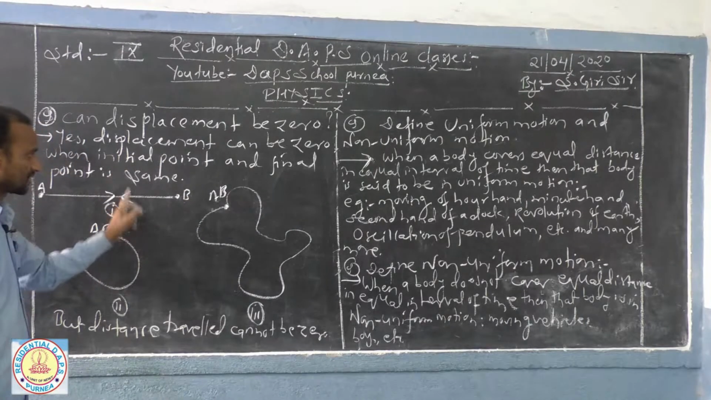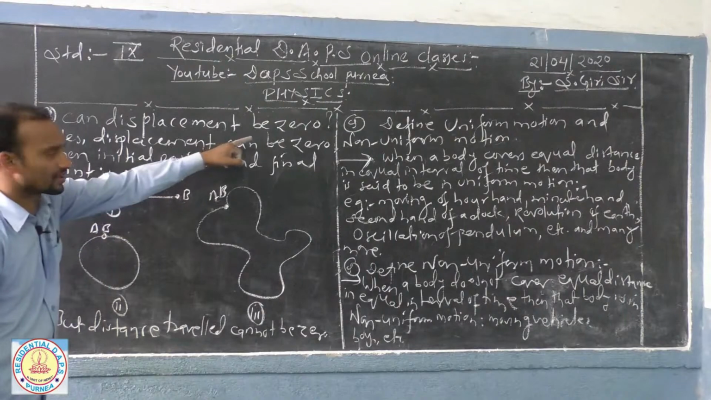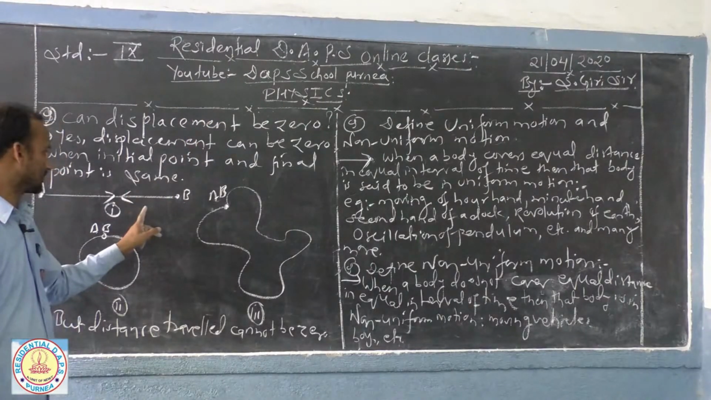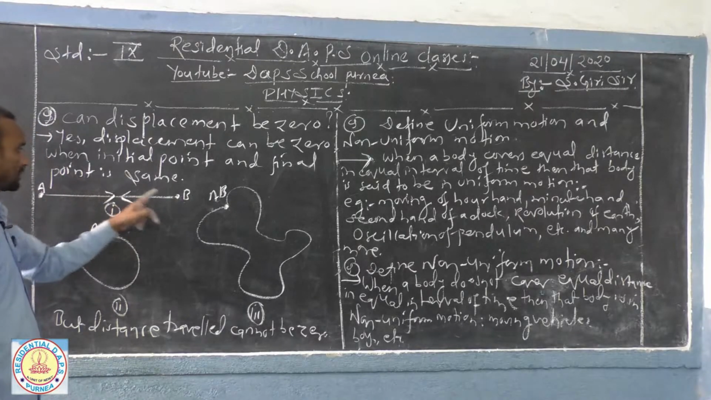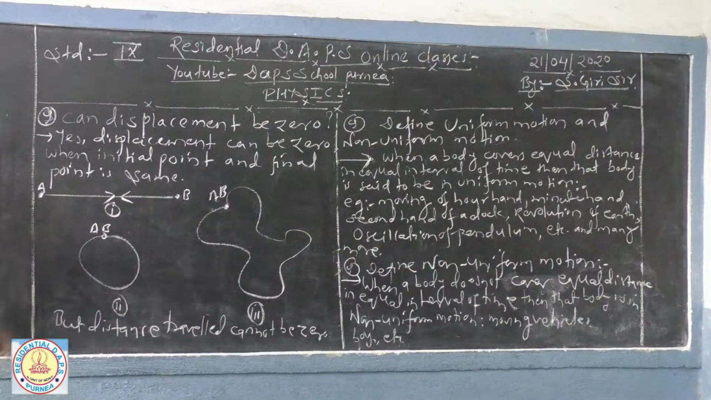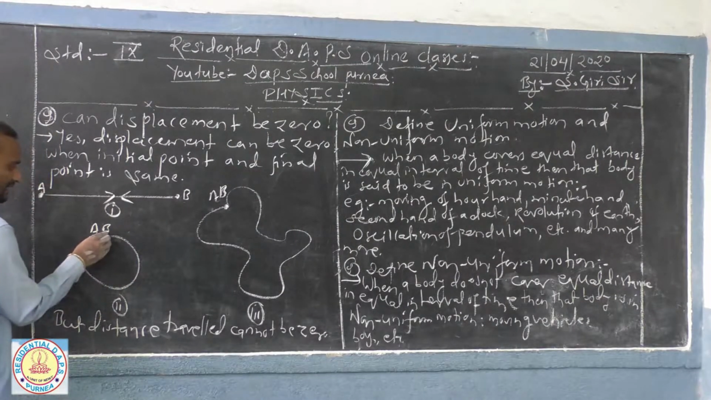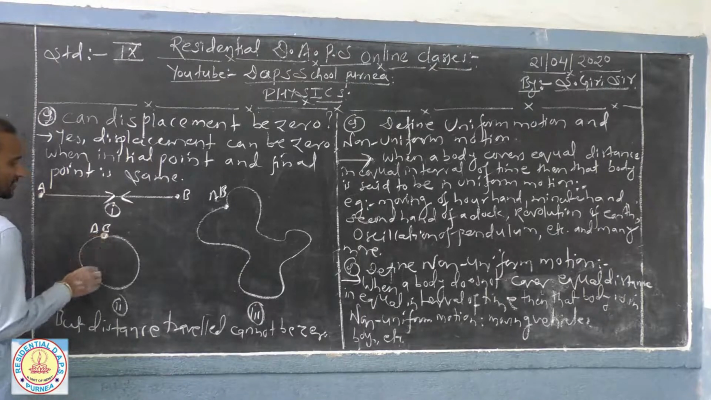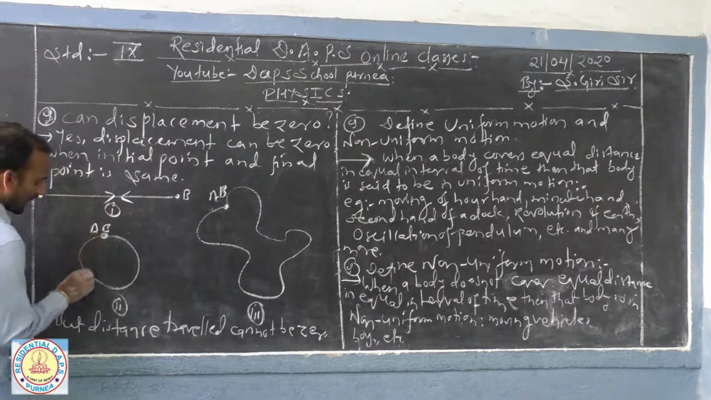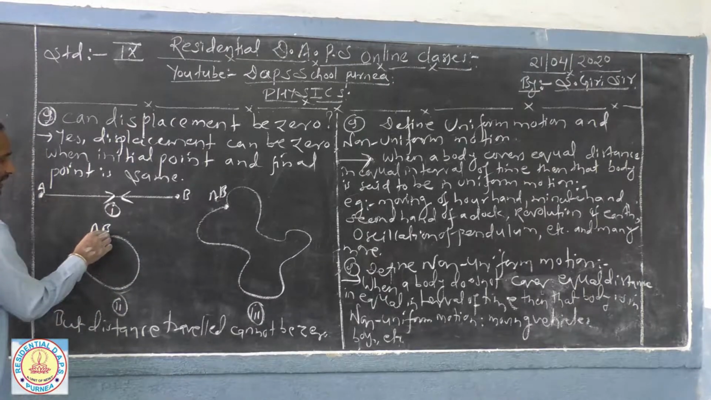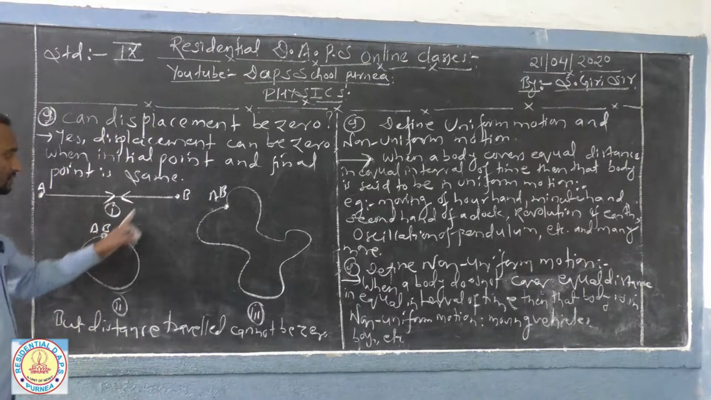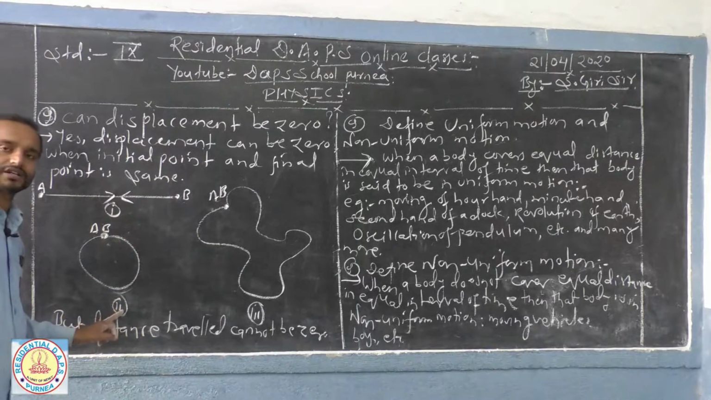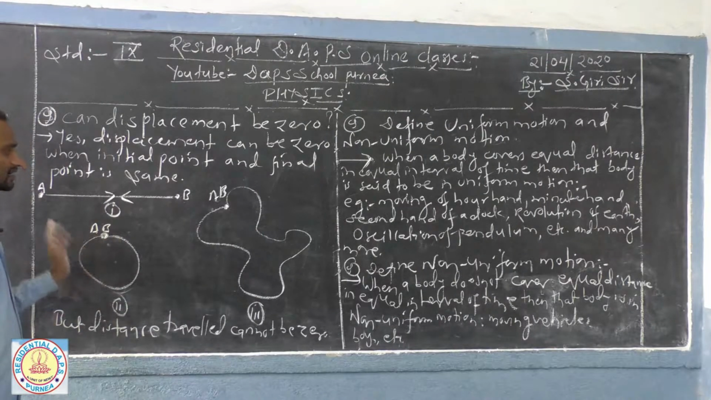So in these cases, displacement can be 0 when the body is moving from one point A to B and from B back to A. Suppose a body is moving in a circular path, starting from position A and coming back to the same point and stopping. For these cases also displacement becomes 0, but distance covered is the length of the entire circumference.